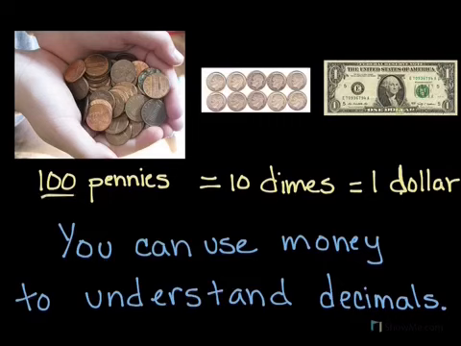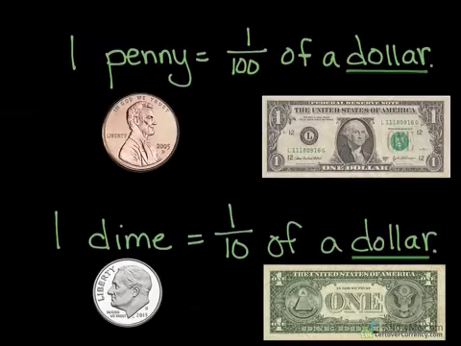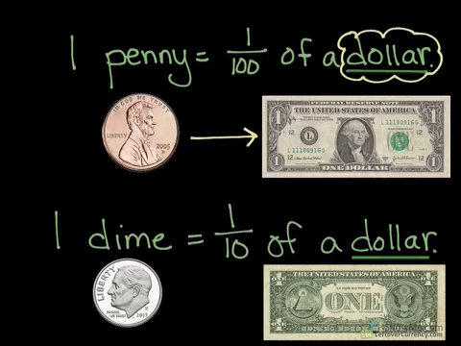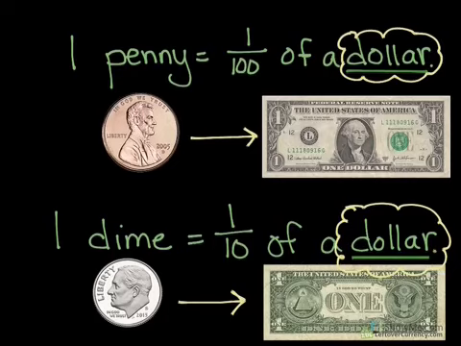If you have 100 pennies, that is the same amount of money as 10 dimes, which is the same amount as $1. So we could say 1 penny is 1/100th of a dollar because it takes 100 pennies to make just $1. In the same way, 1 dime is 1/10th of a dollar because it takes 10 dimes to make $1.